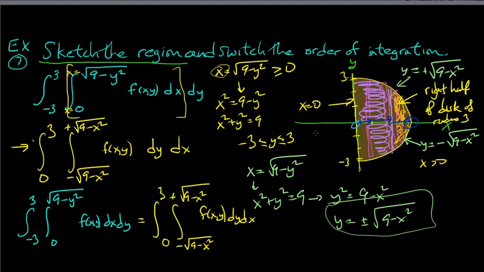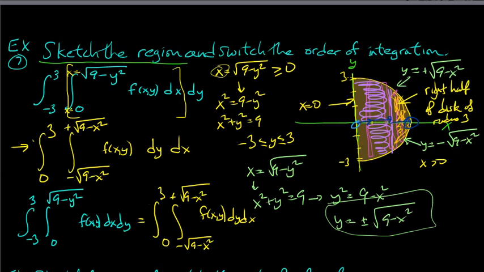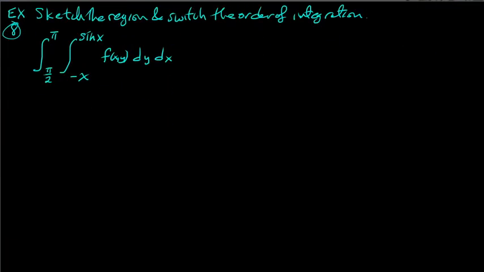Okay. Let's do one more. Okay. So we have the definite integral from pi over 2 to pi of the definite integral from negative x to sine x of some function f of xy with respect to y, then with respect to x, right? So it's the exact opposite of this, where we had dx dy, and we switched to dy dx. Now we have dy dx, and we're going to switch to dx dy, right? So I'm going to need more space. I just realized that. So let's do it way down here.